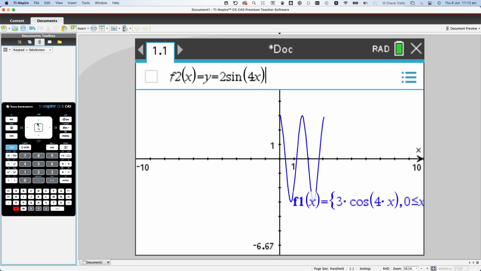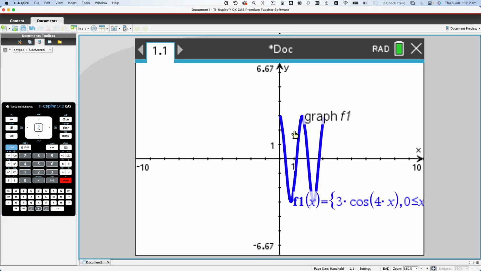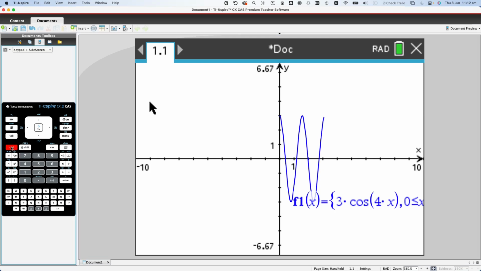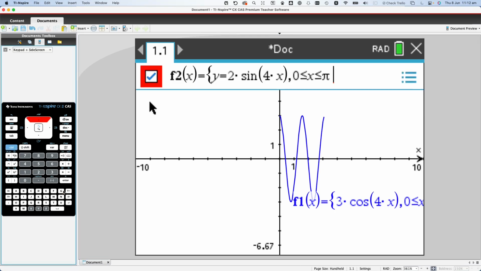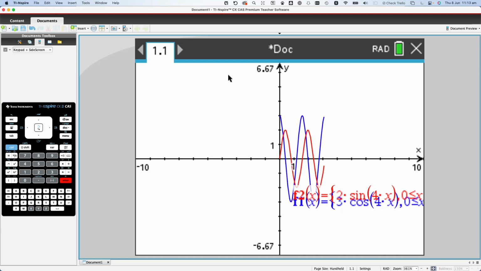So with the same, put it in again, such that x is between 0 and pi. Like so, there's that graph there. And, oops, what did I do wrong? Yep, y equals 3 cos 4x between 0 and pi, and y equals 2 sine of 4x, and I put 4 pi by mistake there, so there's the red one.